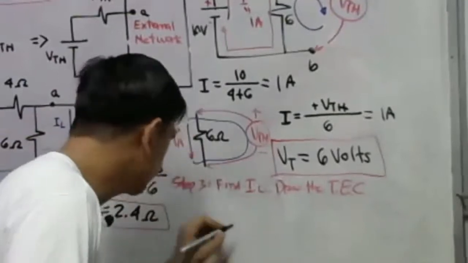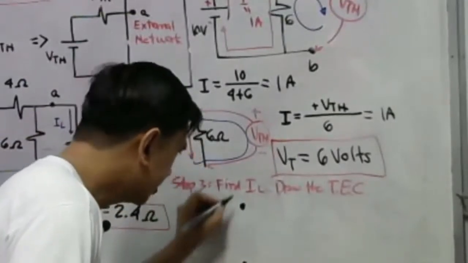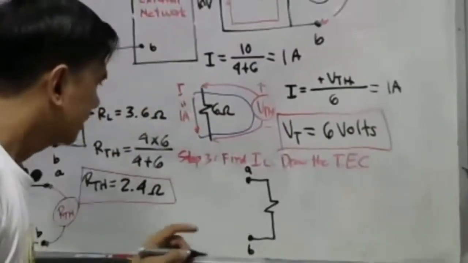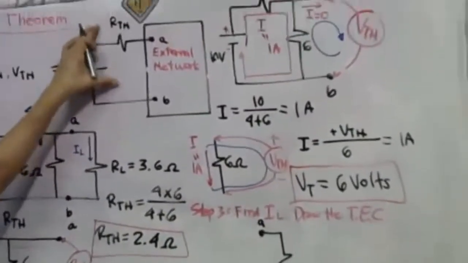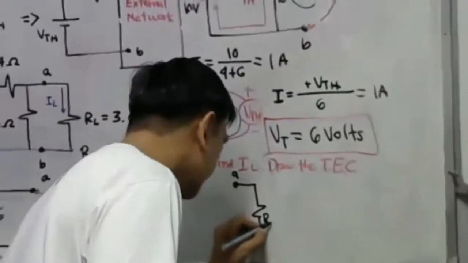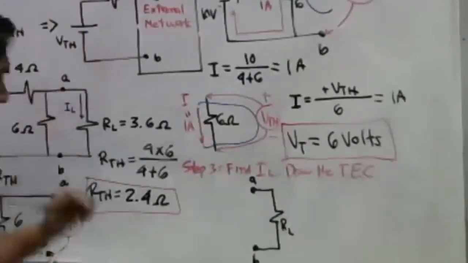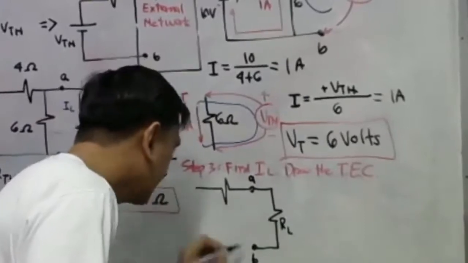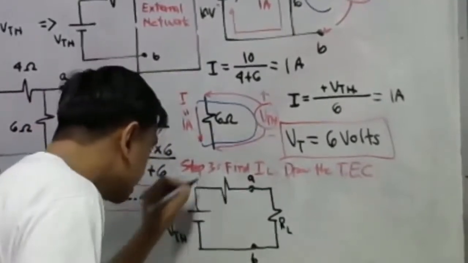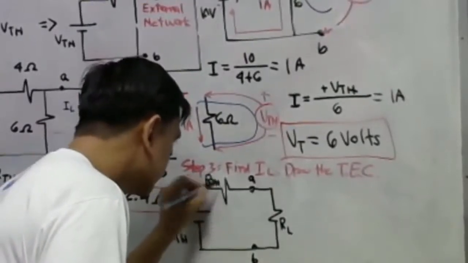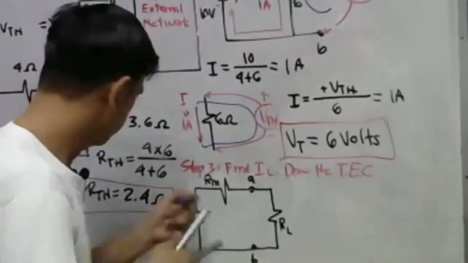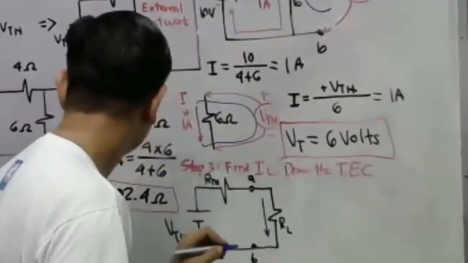Remember, there is always a two-terminal network for Thevenin's. This is point A, this is point B, where our RL is connected. So this is the two-terminal. Here, the points A and B are these 2 points where our RL is connected. And then that is connected to the series combination of RTH and our VTH. This is our VTH. This is our RTH, the Thevenin's resistance. There is a current flowing here. This is our current IL.